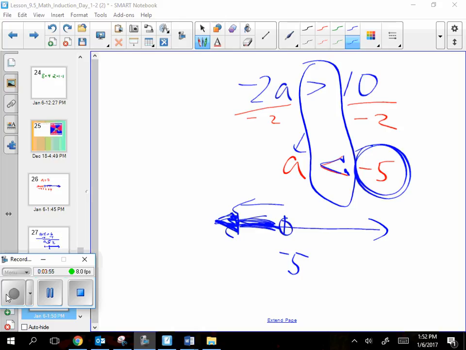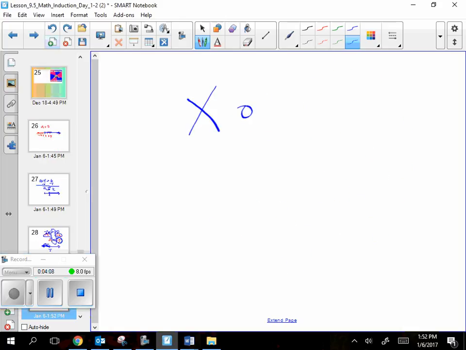On the test, you'll be going through, doing well, and all of a sudden you're going to forget to switch the sign. What kind of problems make you switch the sign? If you multiply or divide by a negative. Multiply or divide by a negative. That's the crucial moment because it's going to happen on the test, I promise.